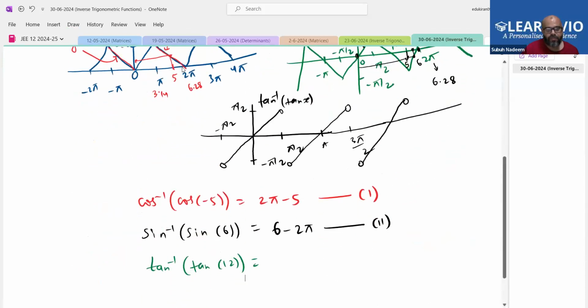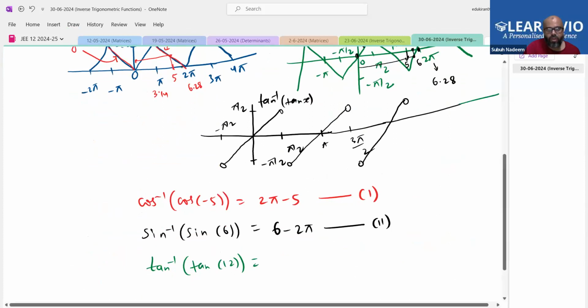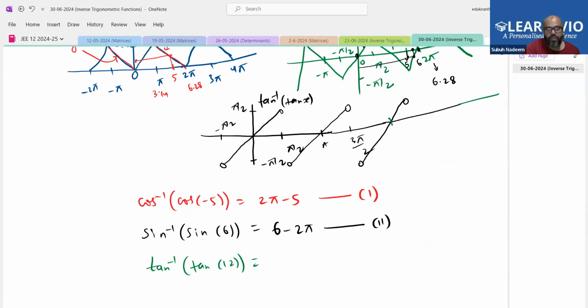So in this figure, 12 is a very large number. If we talk about 12, then 3 pi by 2 is basically around 5, and this is 2 pi, and then you will get 2 pi plus pi by 2, that is 5 pi by 2. Then 5 pi by 2 plus pi by 2 will be 3 pi. 3 pi plus pi by 2 will be 7 pi by 2.